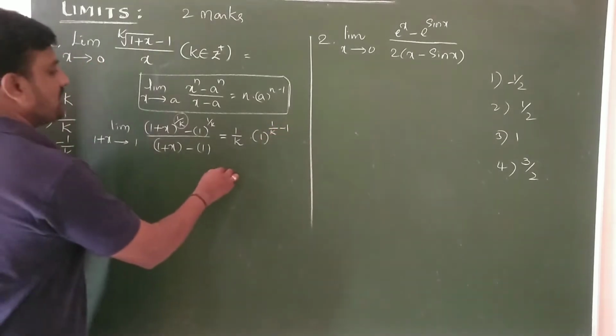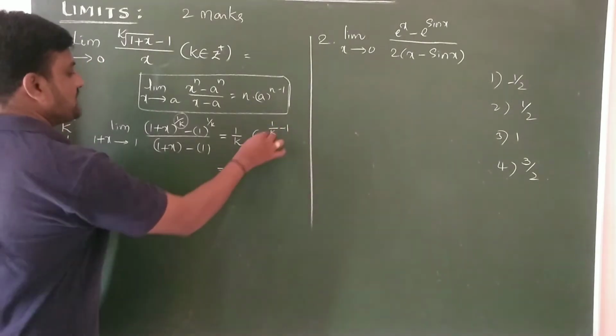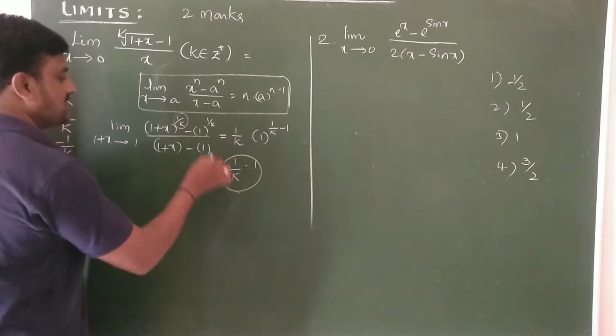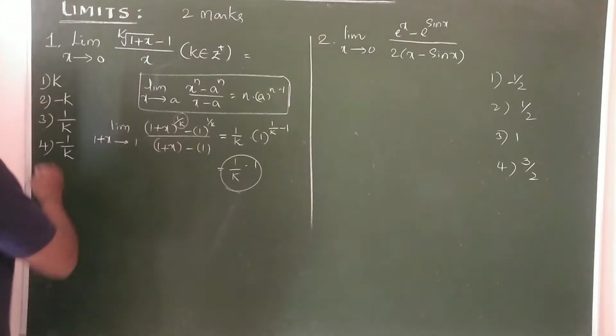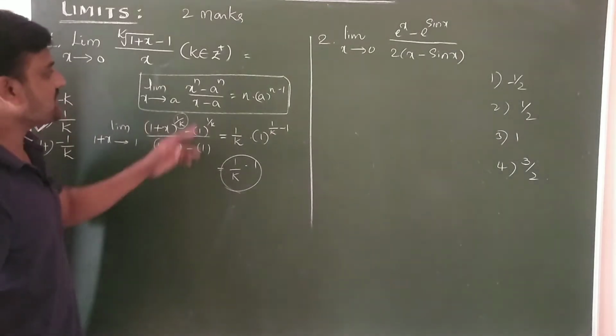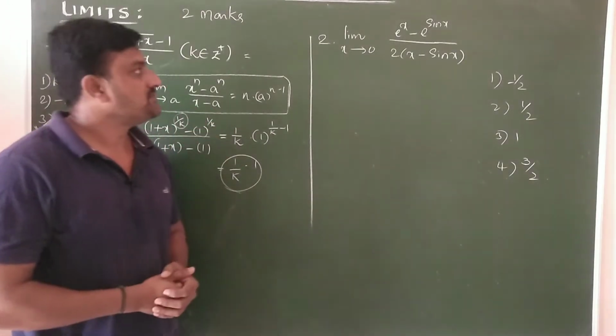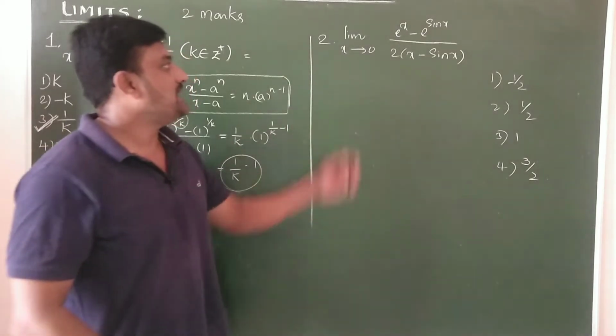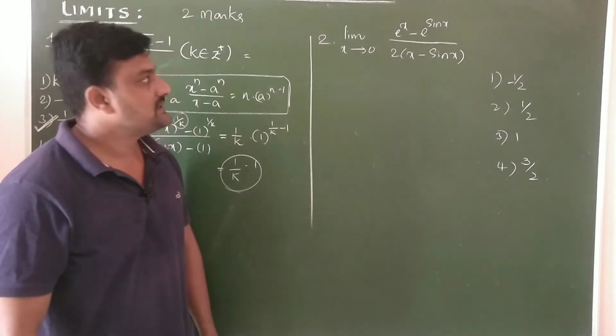1 by k, 1 power anything is 1, yes or no? Then that is 1 by k. Our option is the third option, depending on the maximum standard forms and formulas. And let us go with the second one.